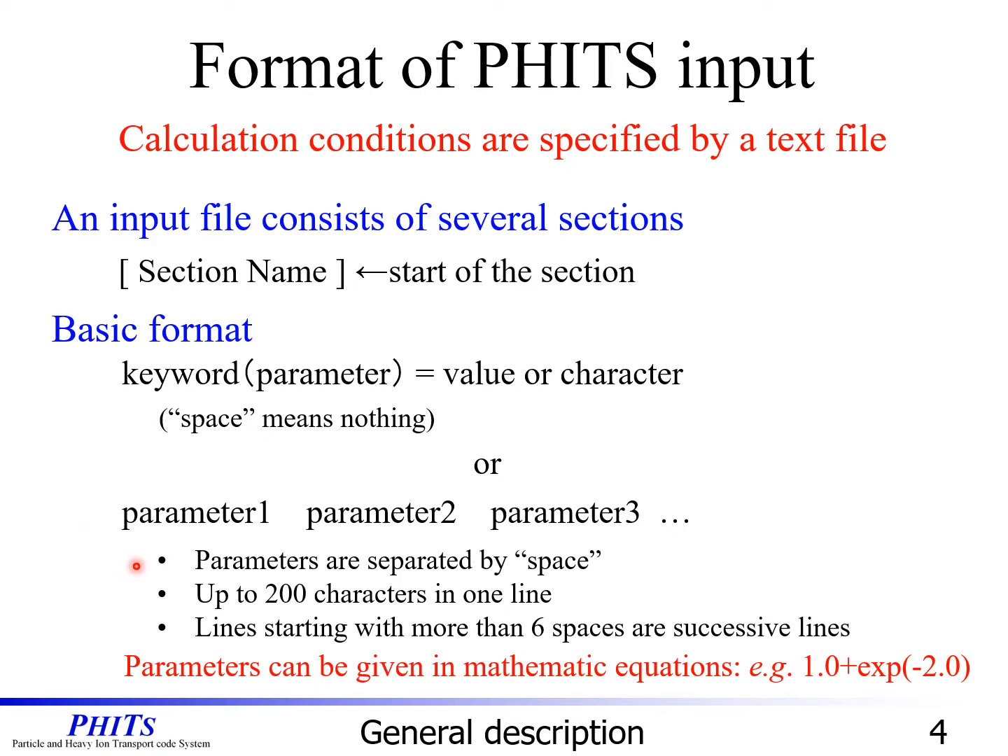Up to 200 characters can be put on one line, and more than that should be on a continuation line, and the continuation line should have 6 or more spaces at the beginning of the sentence. It is also possible to give parameters as mathematical formulas.